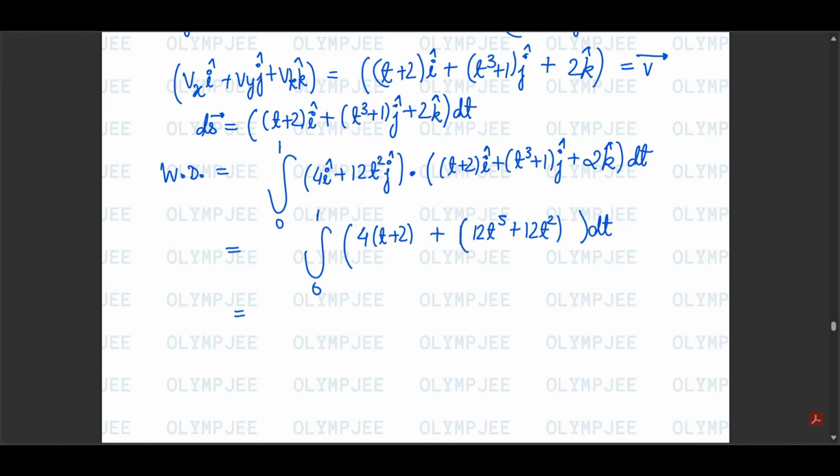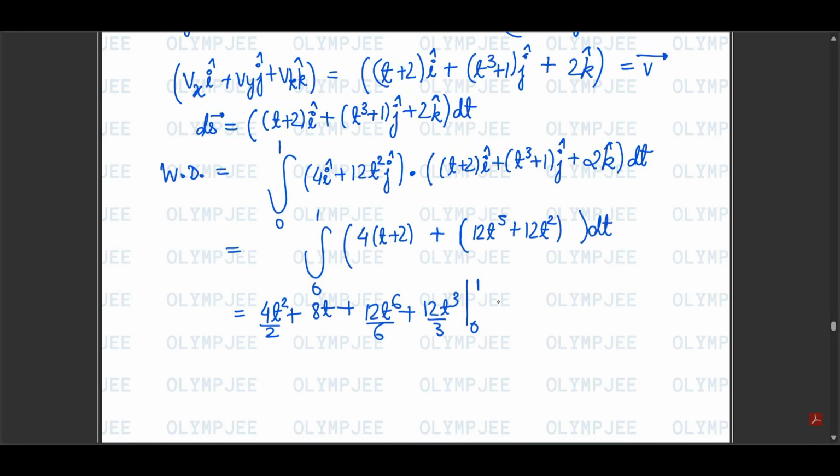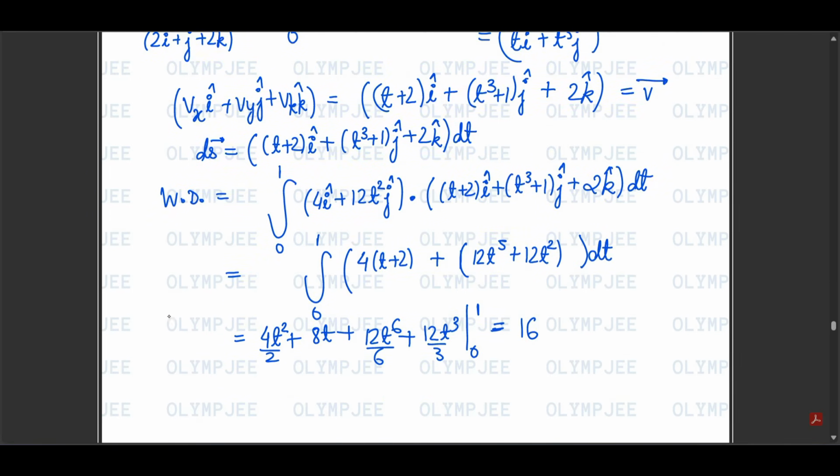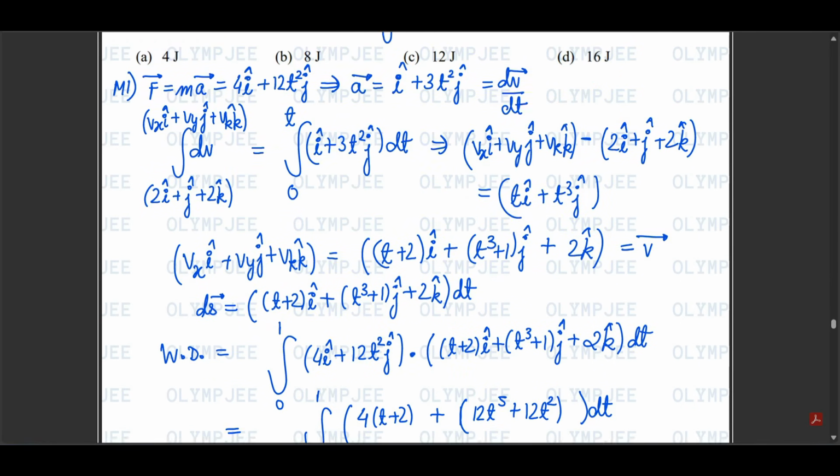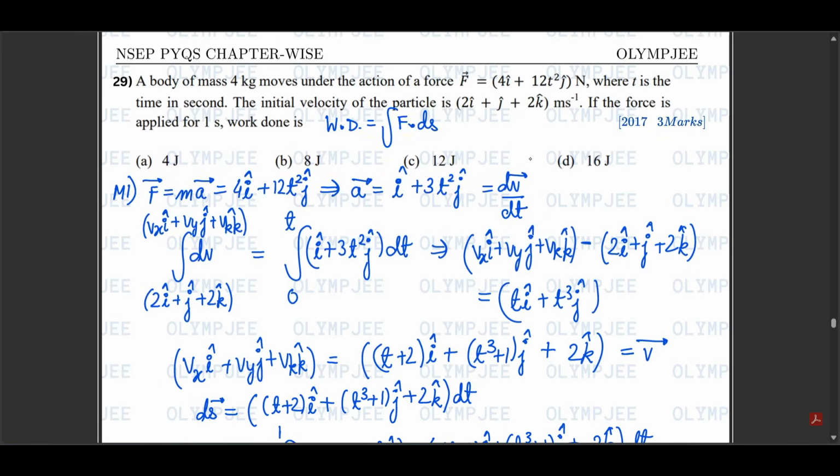So we can now take the integration, so it will be 4t square by 2 plus 8t plus 12t to the power 6 divided by 6 plus 12t cube by 3 from 0 to 1, and this will finally give us the answer as 16. So this is the work done from 0 second to 1 second. So the answer will be 16.